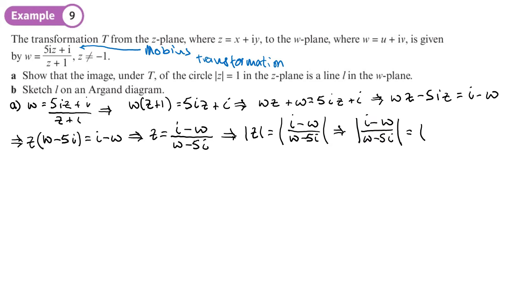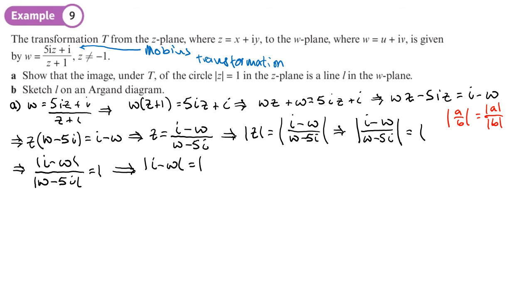So the first thing we're going to do is to use the rule for modulus, and that rule is this: if you've got the modulus of a division like this, you can change it to the modulus of the top divided by the modulus of the bottom. So we'll use that rule, and then we'll have the modulus of i minus W over the modulus of W minus 5i. That equals 1. So we can multiply both sides by the denominator. So we'll have the modulus of i minus W equals the modulus of W minus 5i. Now this is looking a bit like the perpendicular bisector, but this is the wrong way around.